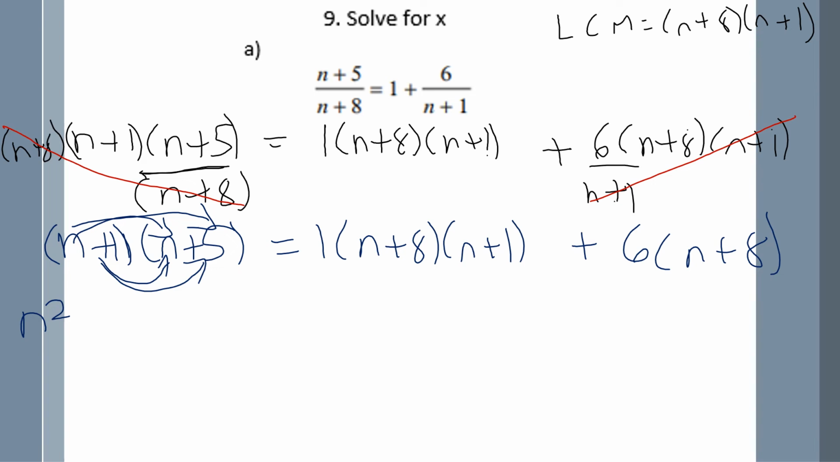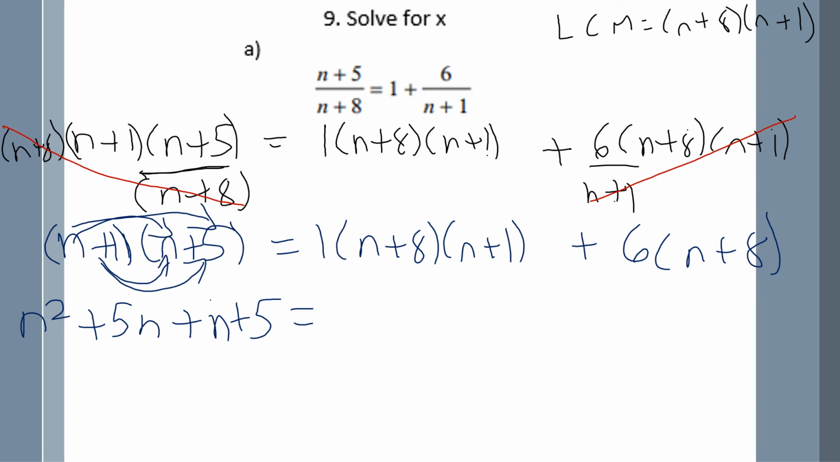The outer, which is n times 5, is plus 5n. The inner, 1 times n, is positive 1n, or n. 1n is the same as n. All right. And then for the last part, 1 times 5 is just 5. So that's what you get on the left-hand side. All right. Right-hand side. The 1 doesn't really matter because 1 times anything is itself.